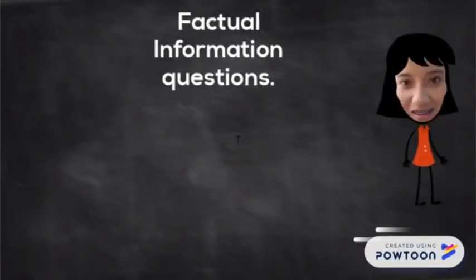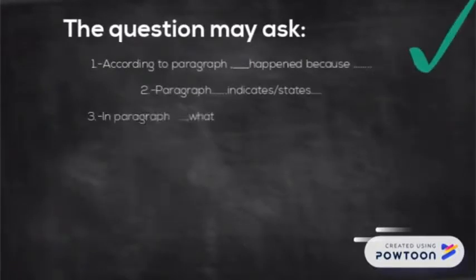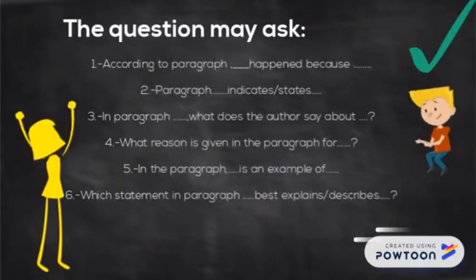Now I'm going to explain to you about factual information questions. In this section, it is important to recognize and understand the details and examples that support the main ideas. Factual information questions may ask, for example, according to the paragraph, happened because, or maybe the paragraph indicates, states.